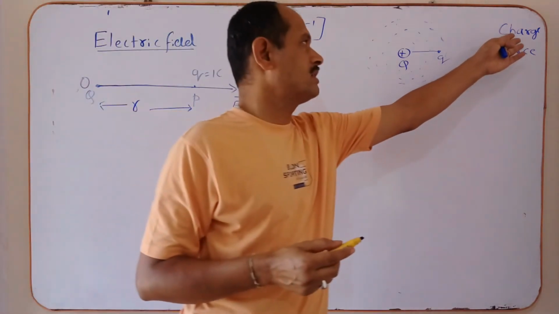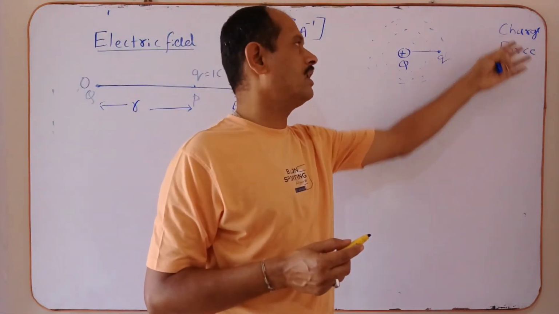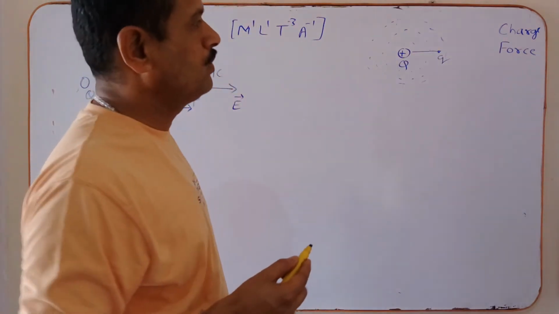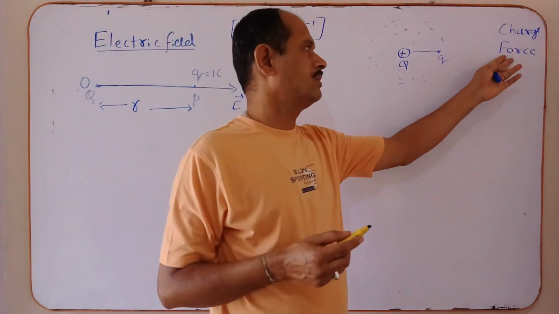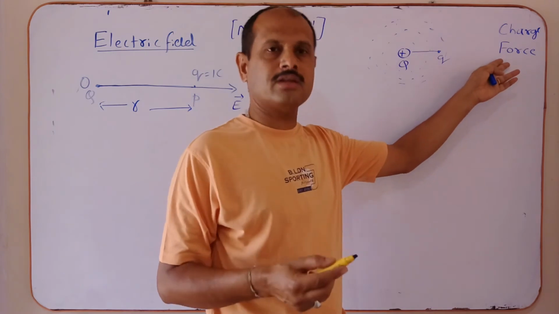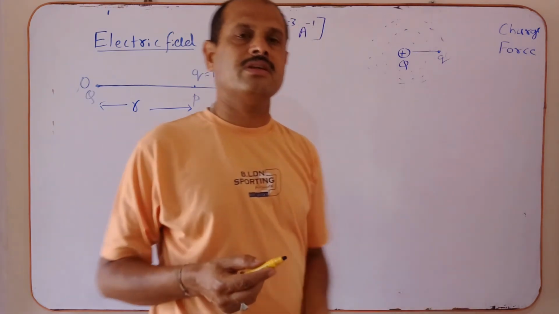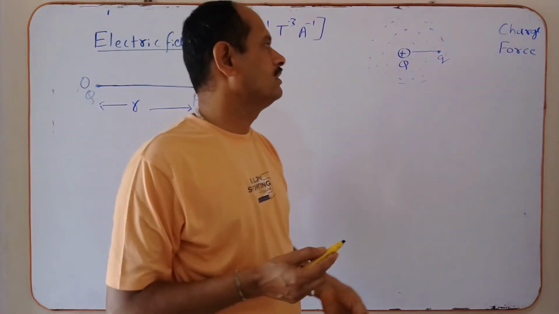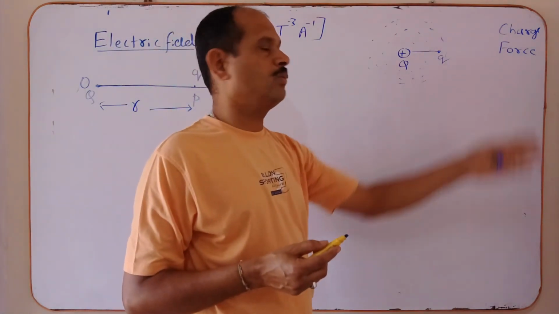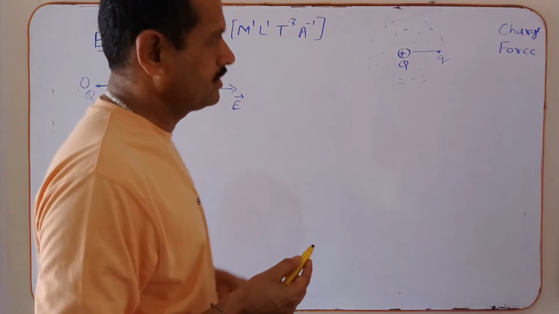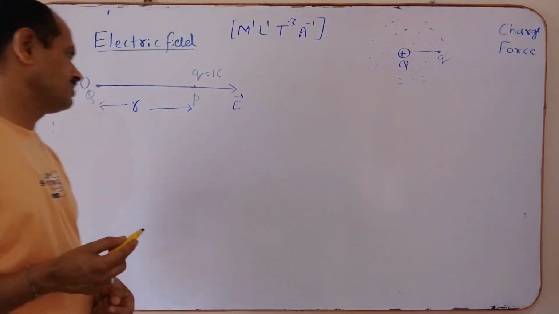Now, charge is a scalar quantity. It is measured in Coulomb. Electric force is a vector quantity. Therefore, you write the expression for the electric field, that is the electric force by Coulomb's law, in vector form. It is asked in the examination.